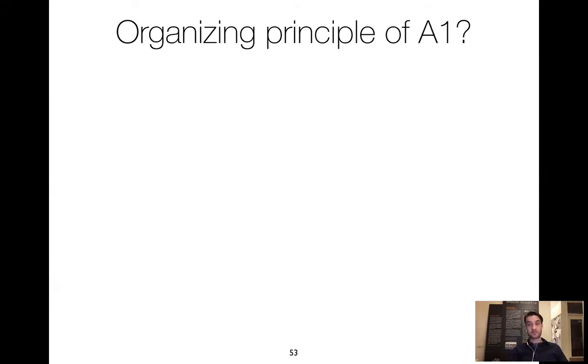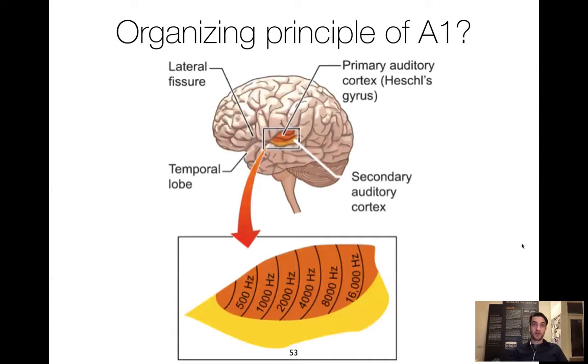The organizing principle of A1, as we've talked about a little bit already, is now thought to be tonotopy, where you can take primary auditory cortex, which is in this part of the brain called Heschl's gyrus, and literally move up and down the cortex as a function of the frequency. If you're hearing lower frequencies, this part of the auditory cortex is going to get active. If you're hearing higher frequencies, this part of the cortex is going to get active. So there's nothing about space like there is with V1 and retinotopy. Instead, it's all about tonotopy.